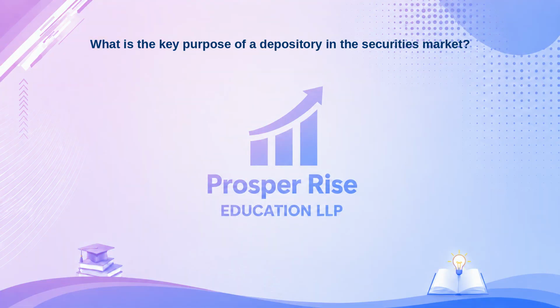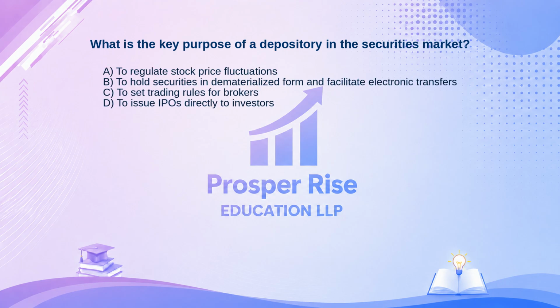What is the key purpose of a depository in the securities market? Here are your options. A. To regulate stock price fluctuations. B. To hold securities in dematerialized form and facilitate electronic transfers. C. To set trading rules for brokers. Or D. To issue IPOs directly to investors.